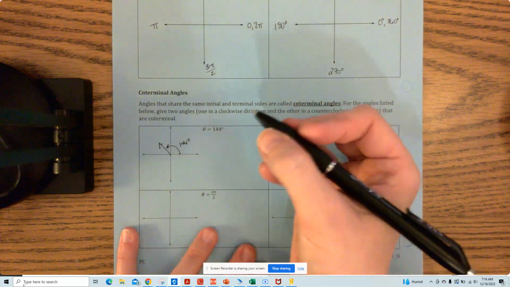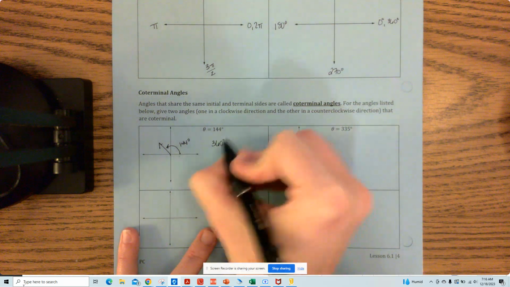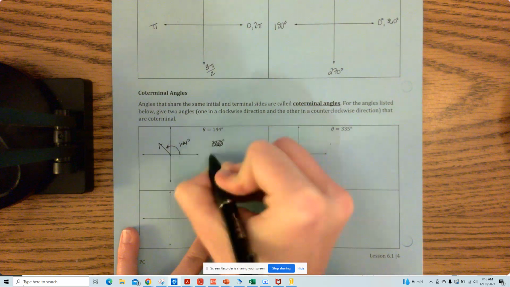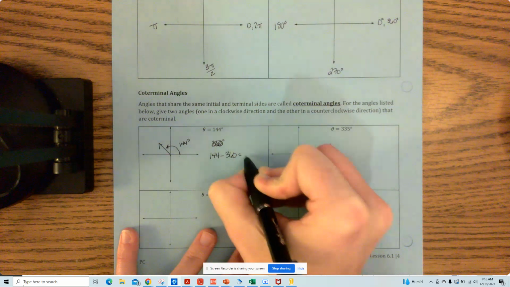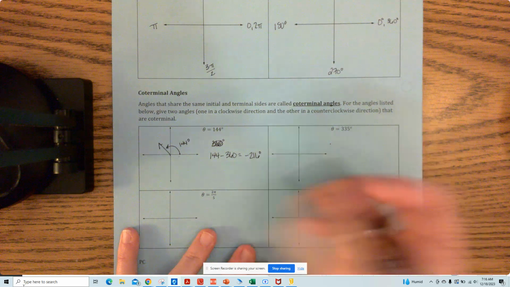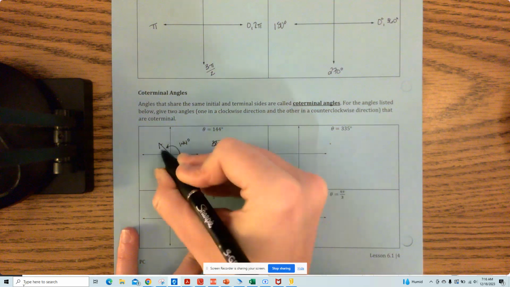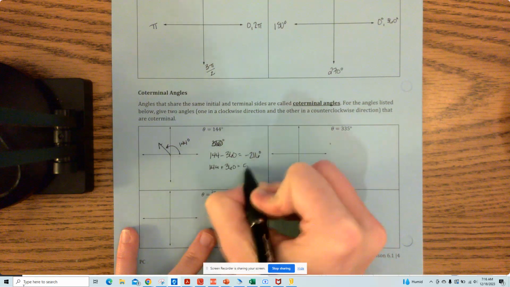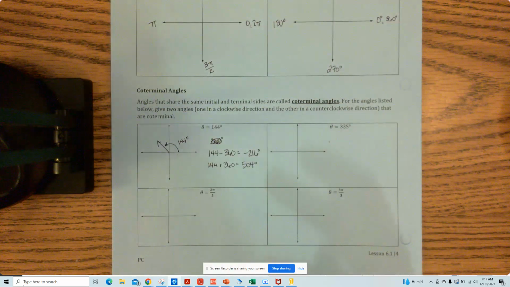What we can do is we can take 360 and we can actually go the other way. We would do 144 minus 360 because it would be negative. So negative 216 degrees would be one coterminal angle. And then we can also add 360, saying we go all the way around and then back to this place. Plus 360 would be a 504 degree angle. All three of those would be coterminal.